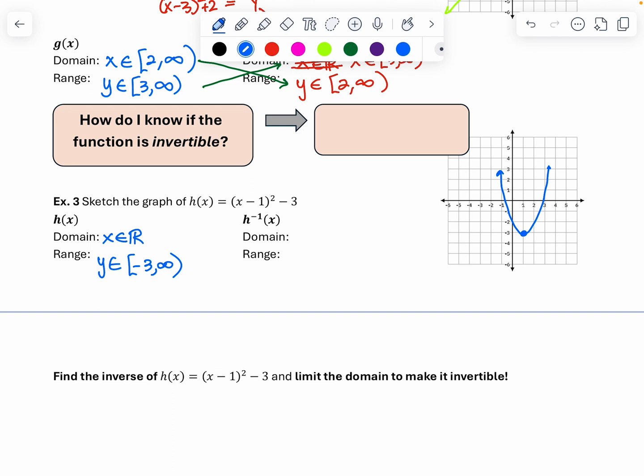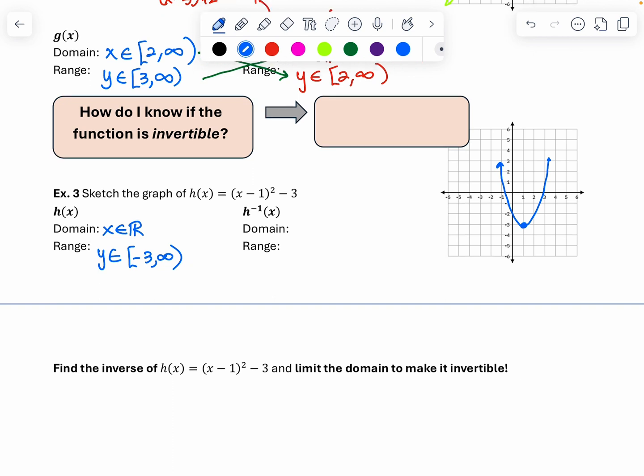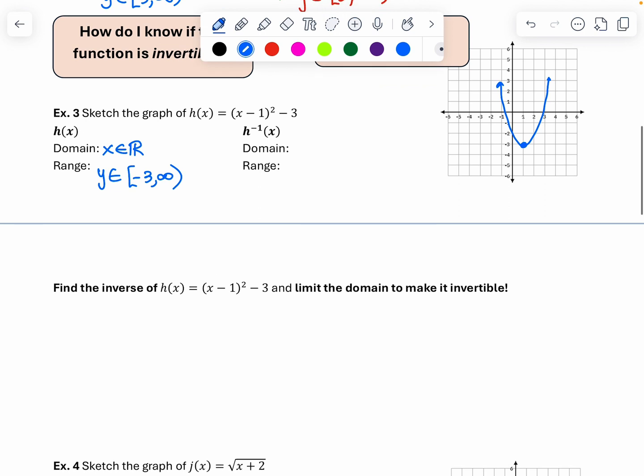Well, now let's find the inverse. I'm kind of skipping ahead here. Remember, how do we find an inverse? Switch x and y, solve for y. So I have x is y minus 1 squared minus 3. Okay, so solve. Add 3 to both sides, and then square root both sides.